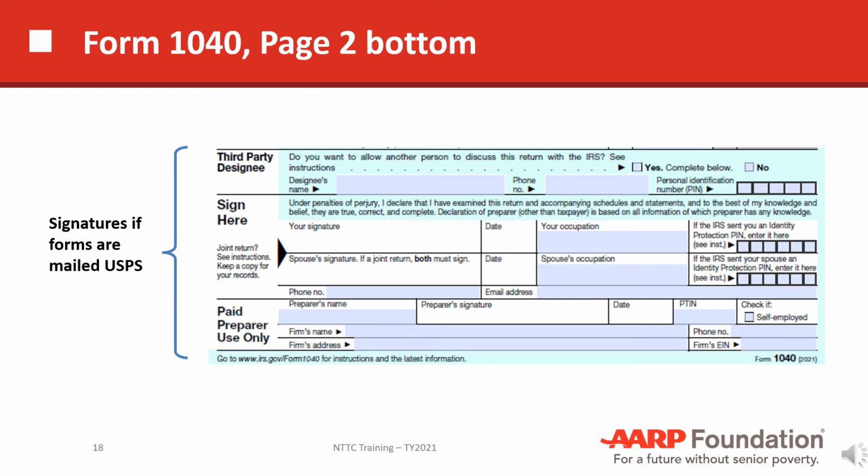So down at the bottom, you'd also see information about the particular site that you volunteer at, and that would be listed at the bottom here. So that's the bottom of page 2 on the standard 1040.